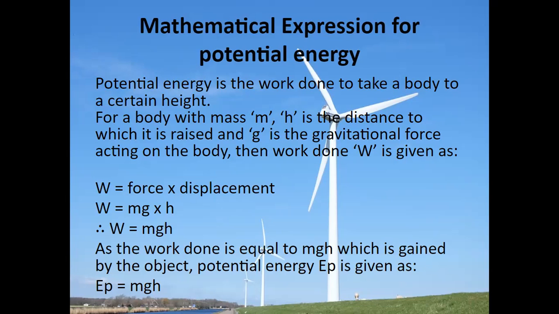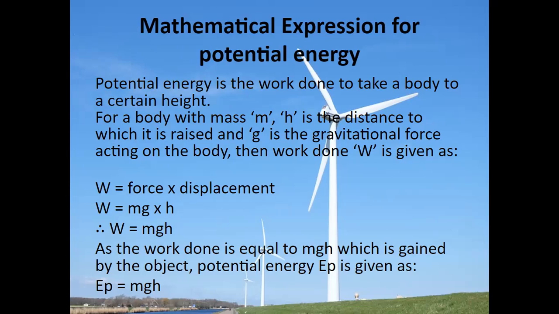Let us consider a body of mass m. h is the distance to which it is raised, and g is the gravitational force acting on the body. Then the work done W is given by. We have an object of mass m. We are raising that object to a certain height, that is h, and on that object the gravitational force from the earth is acting, that is g. Then we take the work done.